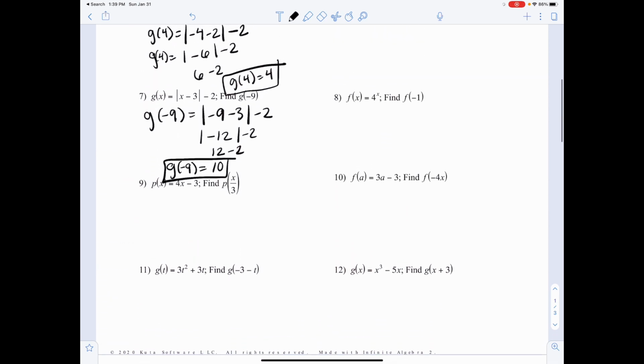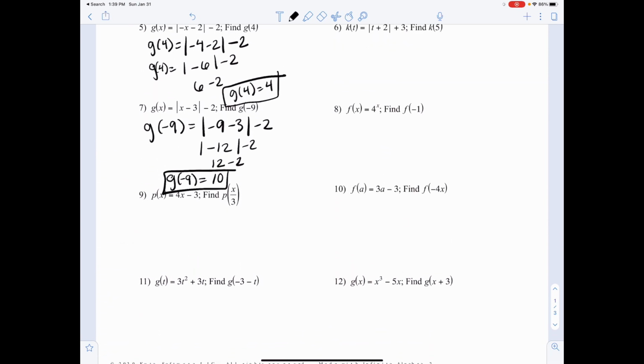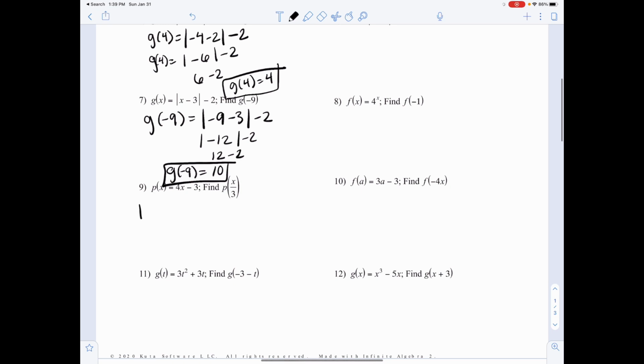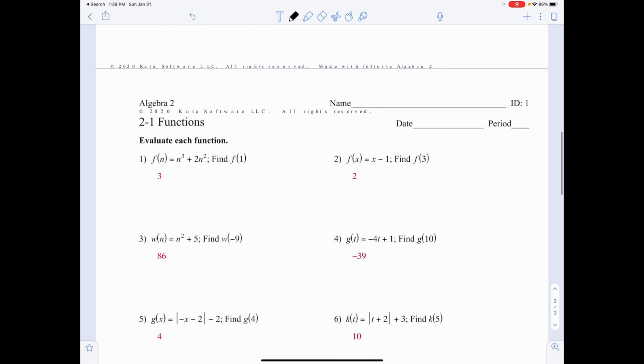All right, 9. You're welcome to pause the video as we go and do this on your own. This one is a fraction in place of x, so you just place x over 3 instead of x. So instead of 4x, it's 4x over 3. So then you can do 4x on the top over 3 minus 3. Let's see how they write it down here. I'm just going to check what they want.